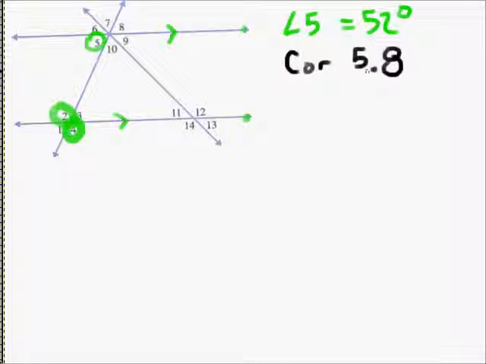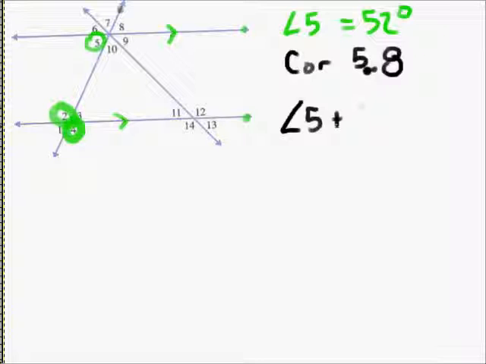Corollary 5.8 says that if two parallel lines are cut by a transversal, then both pairs of interior angles on the same side of the transversal are supplementary. That is to say, they sum to 180 degrees. So angle 5 and angle 2 are on the same side of that transversal, and it's cutting through two parallel lines. They're supplementary.